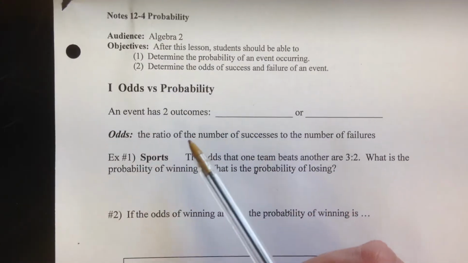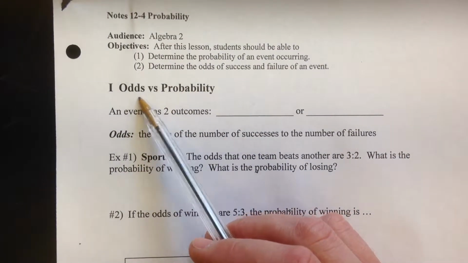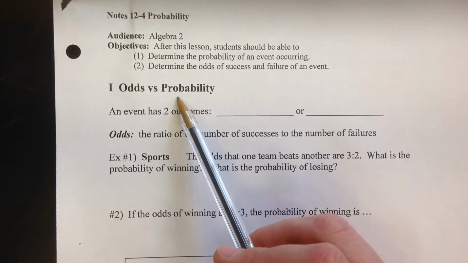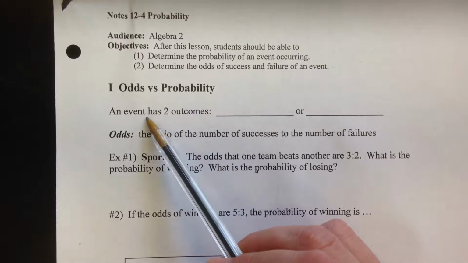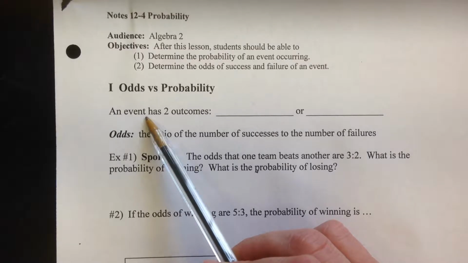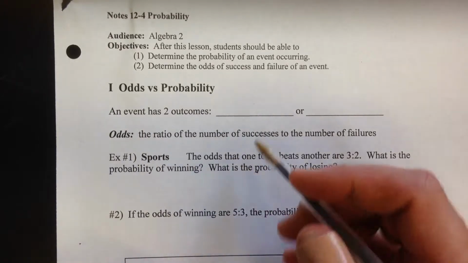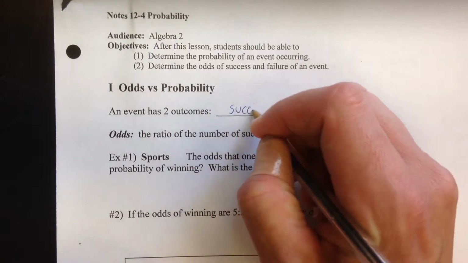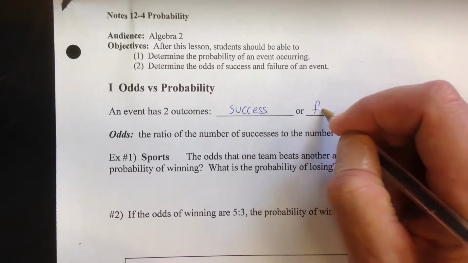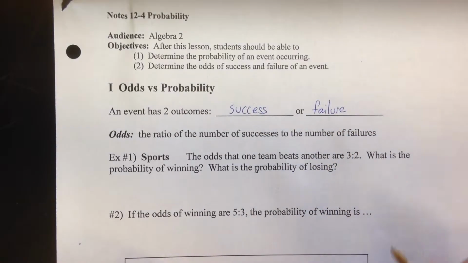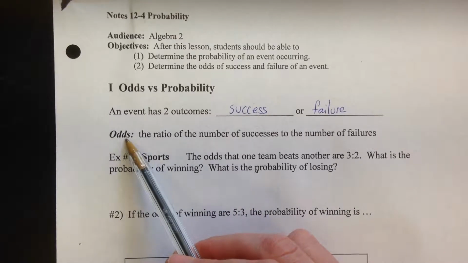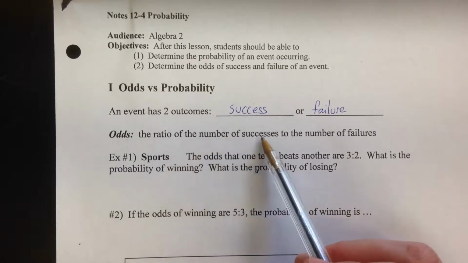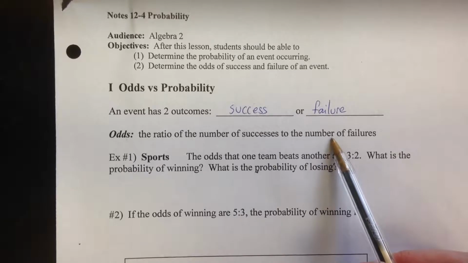All right, so we're going to start with the idea of odds versus probability. So when you're looking at an event, okay, we're going to assume the event has two outcomes, what we call success or failure. Now it could be winning and losing, but we're going to think of it in terms of success and failure. Okay, no ties. We're not going to look at ties. When you look at odds, odds is the ratio of the number of successes to the number of failures.